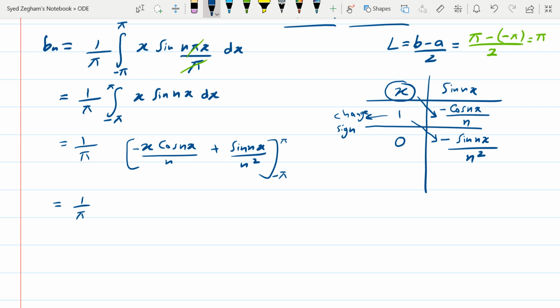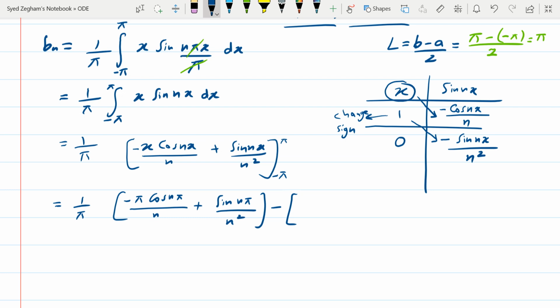So we get minus pi cosine n pi divided by n plus sine n pi over n square. This is the first part.